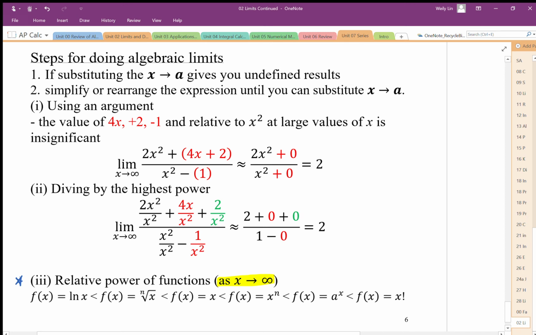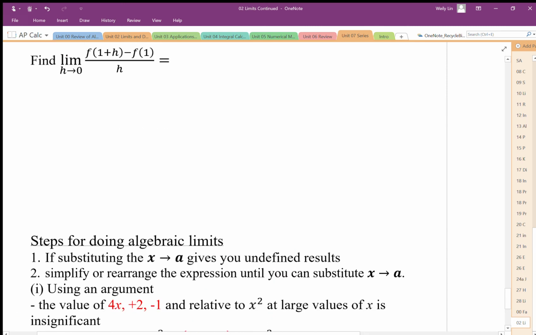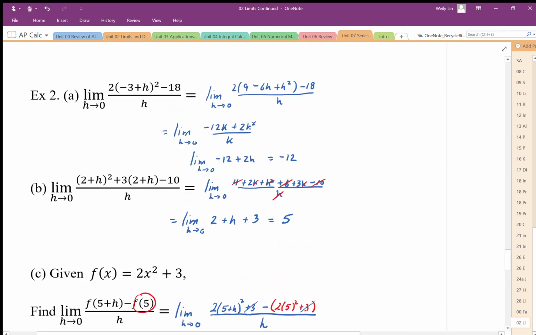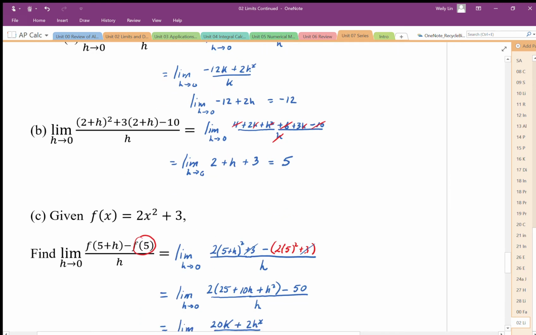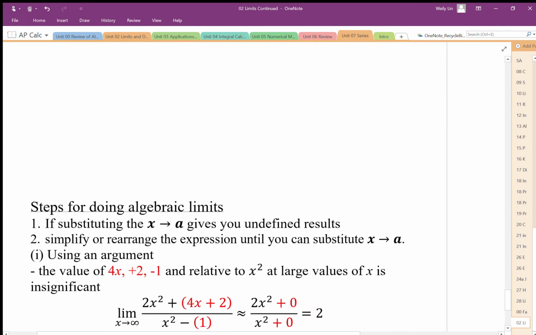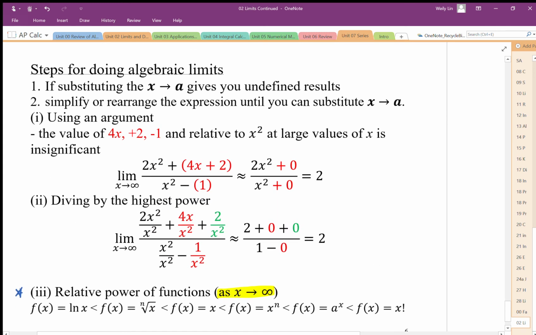We are going to have to develop some more strategies to deal with those local behaviors, and one of them was things like this. We use established limits, for example, sine x over x. And there are other established limits that help us out with local behavior, because we aren't able to use that strong over weak argument when we have these local behavior ones. So these are just the basic steps. This is kind of the start of how to deal with algebraic limits. And we're going to do some harder ones as we go through this course.